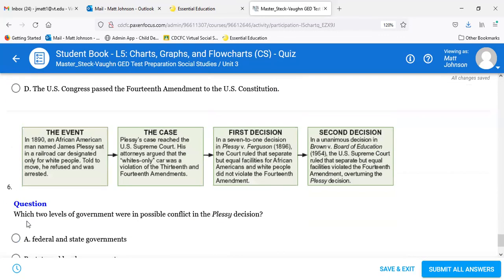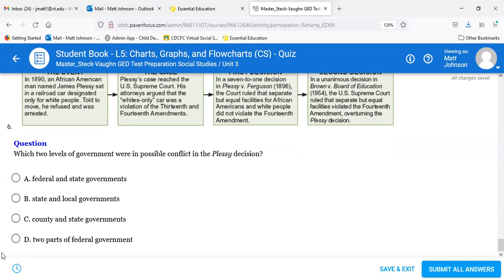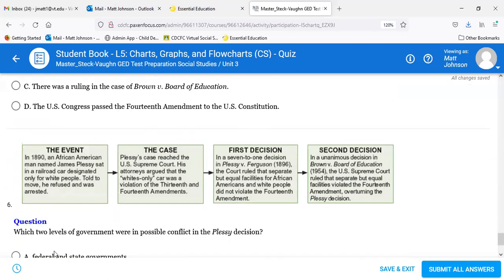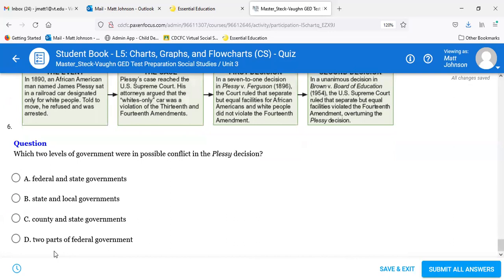Okay, and our last one on the quiz. Number 6. Which 2 levels of government were in possible conflict in the Plessy decision? A, federal and state governments. B, state and local government. C, country and state governments. D, two parts of federal government.